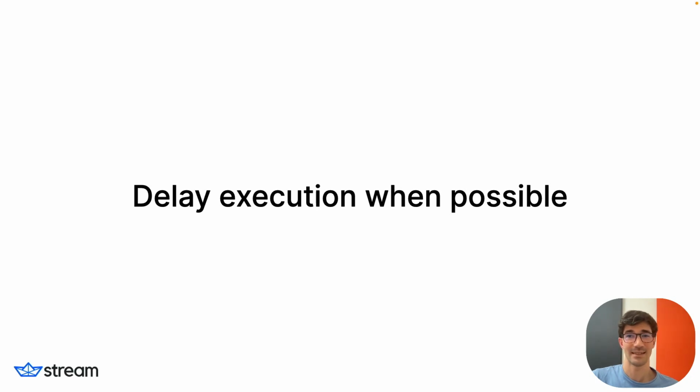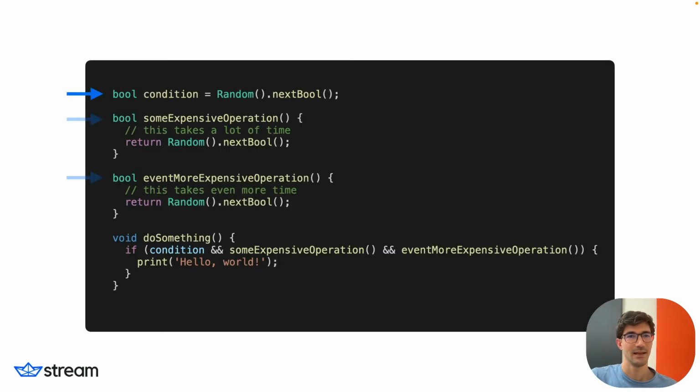You can also be clever in the way that you do your execution. If it's not necessary to compute something, then don't. So let's take a look at a simple example. Here we can see we have a simple condition and two expensive operations. If the condition is true, only then will we call the first expensive operation, and only if that is also true will we call the second.